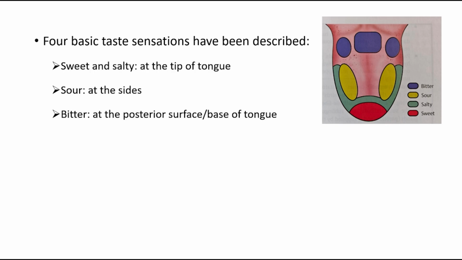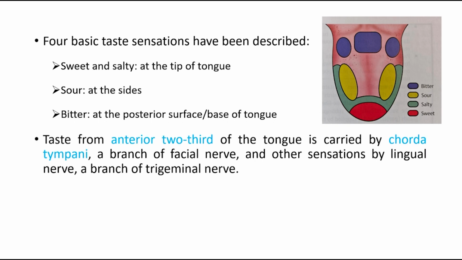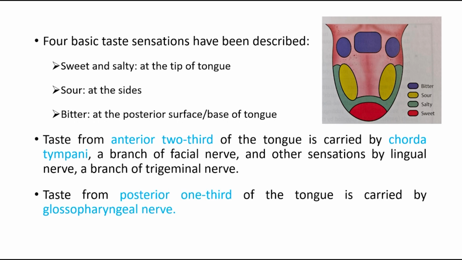Usually sweet and salty are at the tip of the tongue. The sour taste is on the sides of the tongue and the bitter taste is at the posterior surface or the base of the tongue. Again emphasizing that from the anterior two-thirds of the tongue, taste sensation is carried by the chorda tympani, a branch given by the facial nerve in the bony facial canal. And from the posterior one-third of the tongue, taste sensation is carried by the glossopharyngeal nerve.